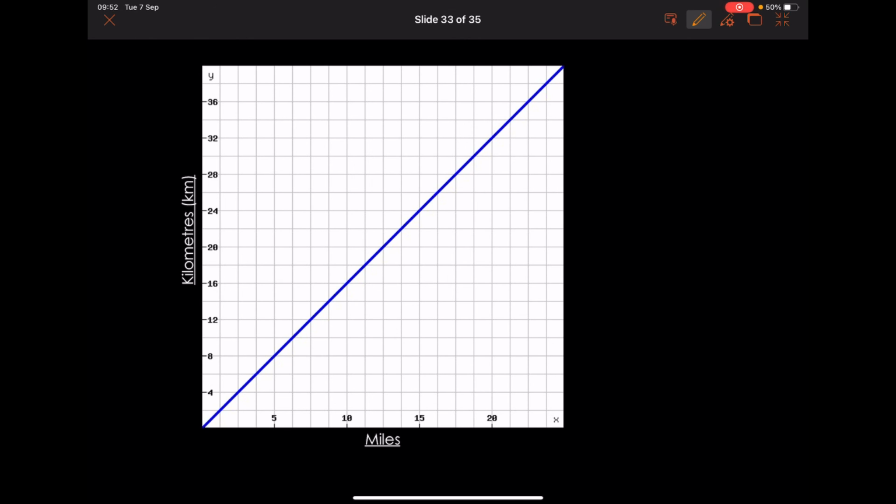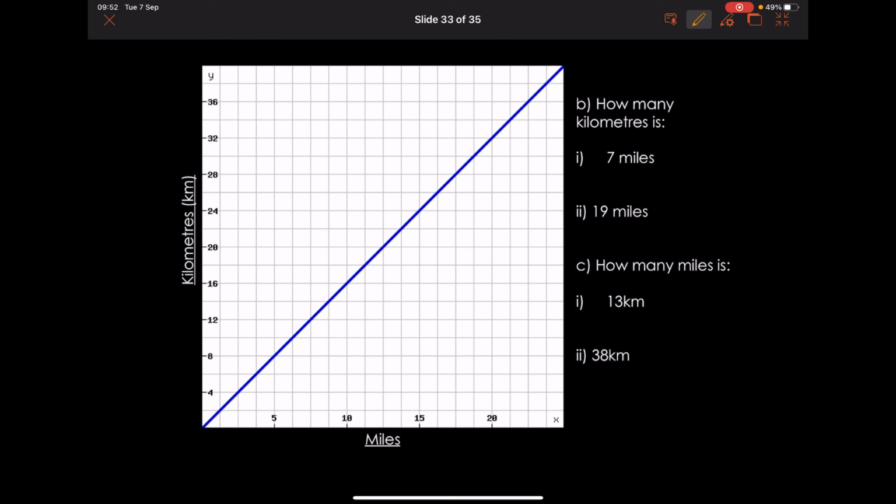Okay, here is the graph for that. So we've got miles at the bottom and kilometres on the side. Now, all we need to do here is, hopefully you've managed to use that table to draw this nice diagonal line and we can answer the questions. Now, most of the time you'll be given these charts and you just need to answer the questions, okay? So don't panic too much.